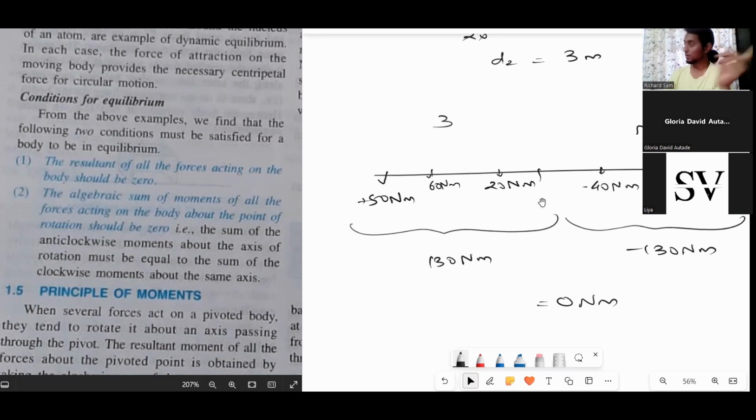By the way, what type of equilibrium is this? Static or dynamic? This is static because it's not moving at all. A seesaw, three people here and two people here, and their moment of forces are equal on both sides. The seesaw is not moving at all. So that is static equilibrium. The first condition also is similar to this. The resultant of all the forces acting on the body should be zero. So the total forces acting on this body should be zero.